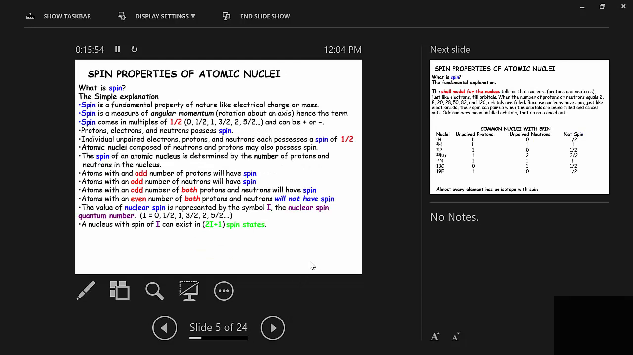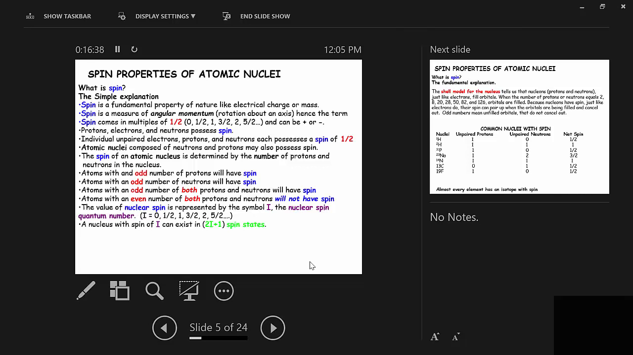And then we come to spin properties here. Spin is a fundamental property of nature like electrical charge or mass. Spin is a measure of the angular momentum, rotation about an axis, hence the term. Spin comes in multiples of 1/2: 0, 1/2, 1, 3/2, 2. Any spin greater than 1/2 is quadrupolar and can be plus or minus something: plus or minus 1/2, plus or minus 1, etc. Protons, electrons, and neutrons possess spin. Individual unpaired electrons, protons, and neutrons each possess spin of 1/2.